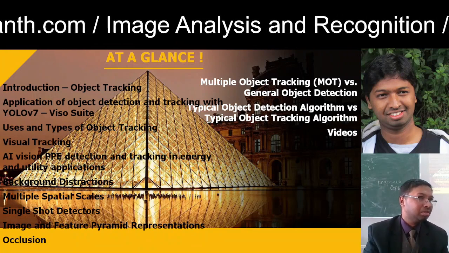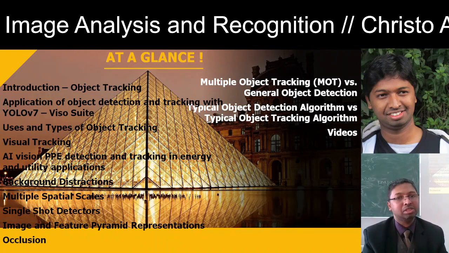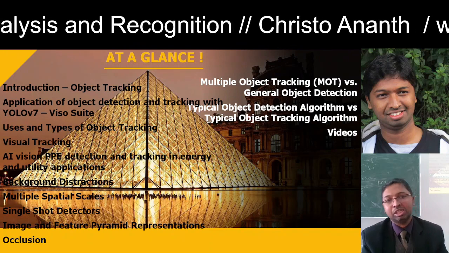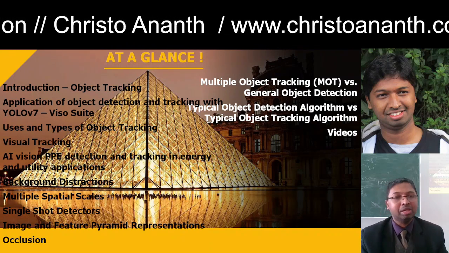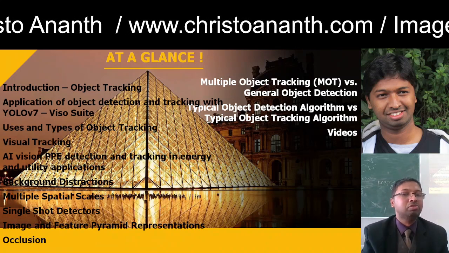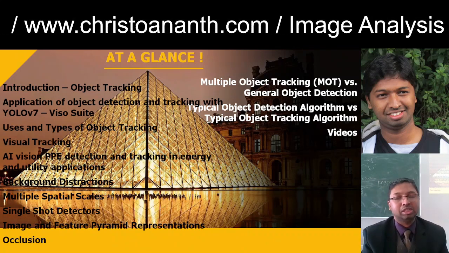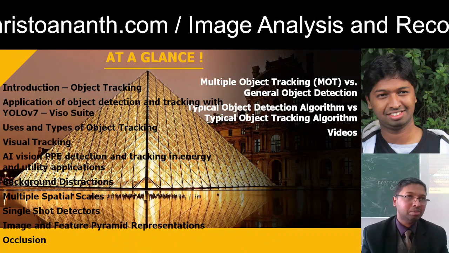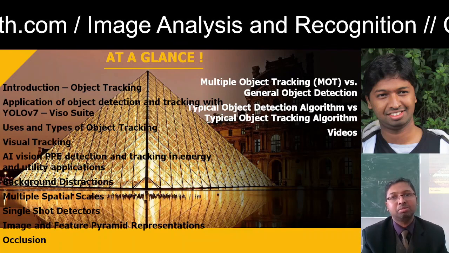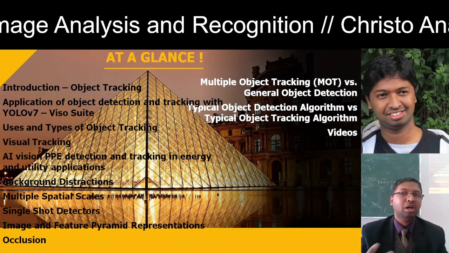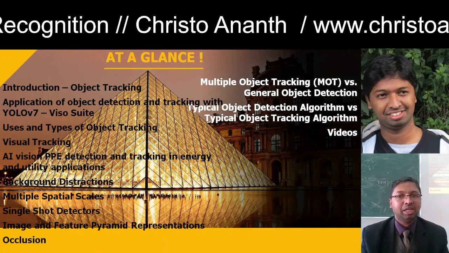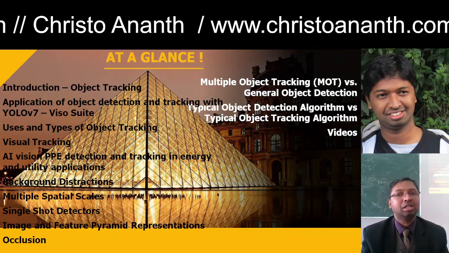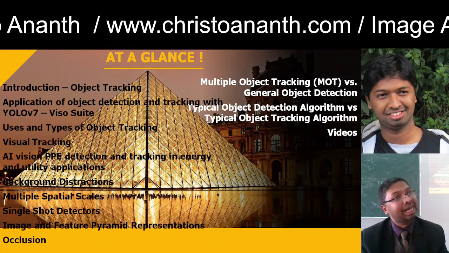What are the background distractions that take place? What are the multiple spatial scales? What are single shot detectors? What is the importance of image as well as feature pyramid representations? Then we discuss occlusion. Then we discuss MOT, multiple object tracking, versus general object detection. Then we compare the object detection algorithm with the typical object tracking algorithm.